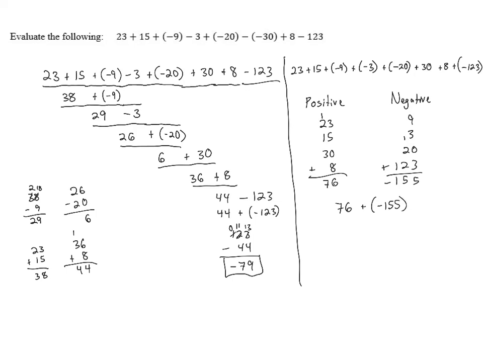Here they have different signs, so we take the difference. 155 minus 76. We will have to borrow. That 5 becomes a 4. This 5 becomes a 15. 15 minus 6 is 9. And then if we borrow from this 1, it becomes a 0. The 4 becomes a 14. 14 minus 7 is 7. And in this last addition problem, the larger number was negative, so we know our final answer will be negative. And I want to point out that this is exactly the same as we got the other way. So either method works, and we have a final answer of negative 79.